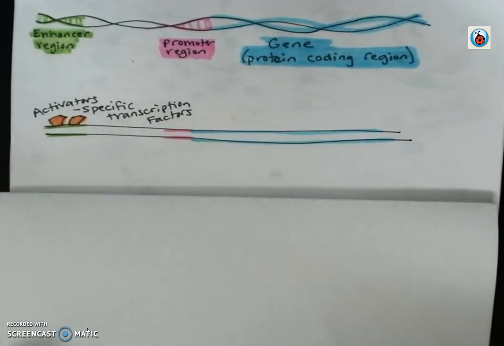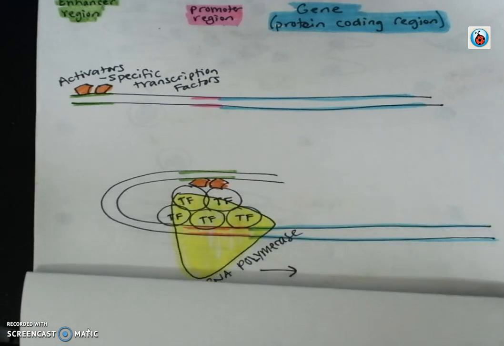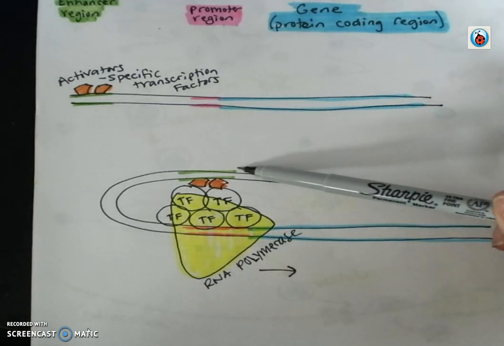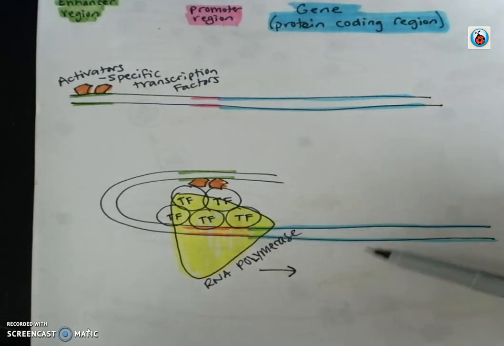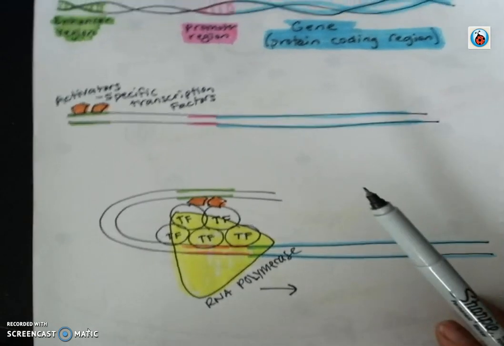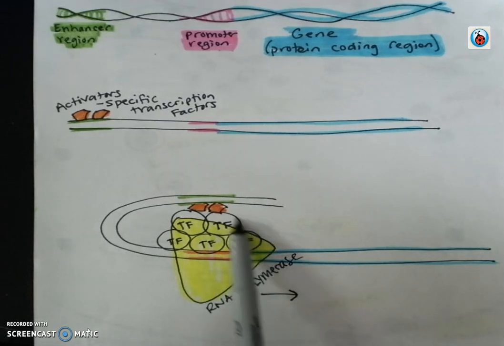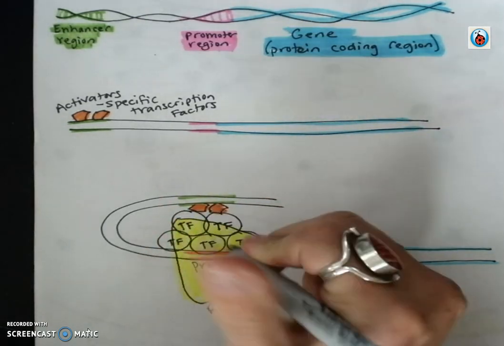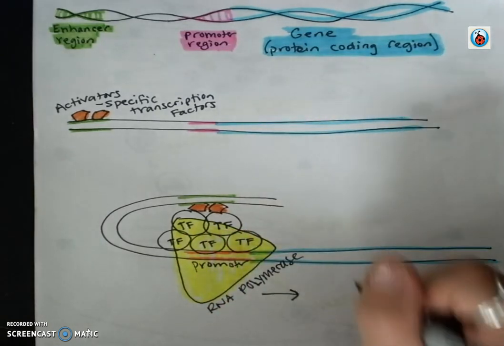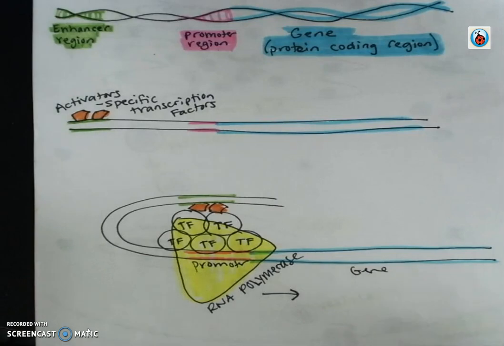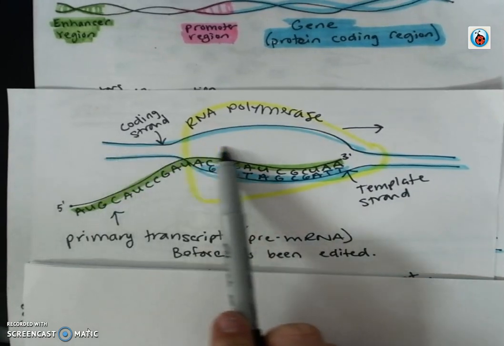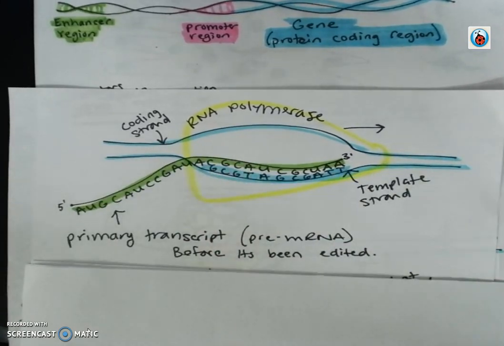When specific activators attach in eukaryotes, it causes the DNA to bend, and it brings the enhancer region closer to the promoter region. Here's the gene, the protein coding area. Now we have some general transcription factors that help hold everything together, so RNA polymerase can attach to the promoter sequence. This right here is the promoter, and then this is our gene. Then RNA polymerase can begin transcription, and it will move down the DNA and build that complementary sequence.